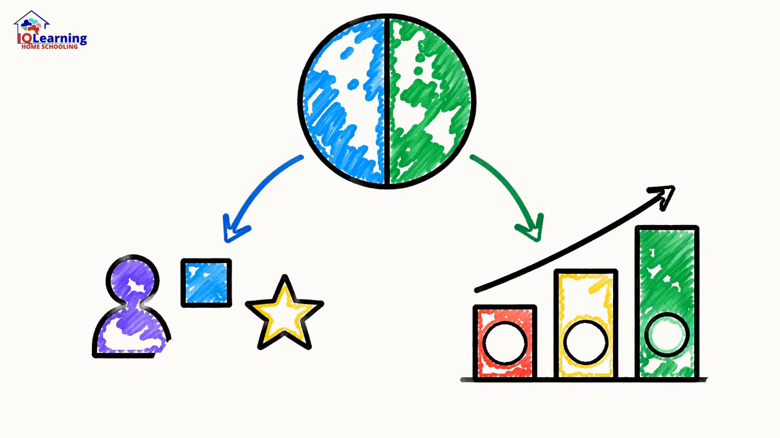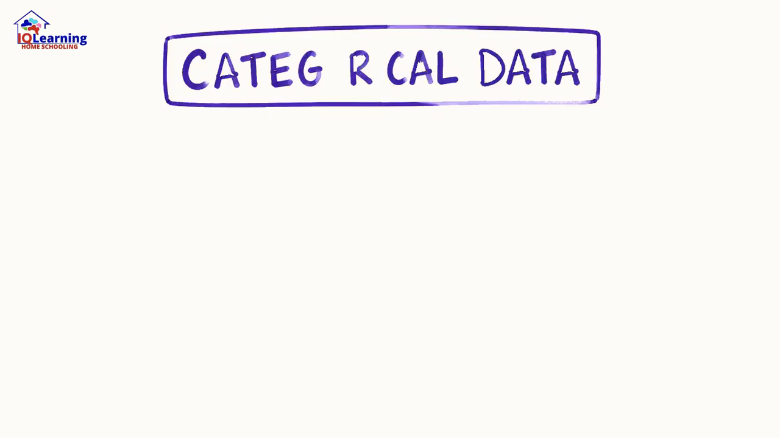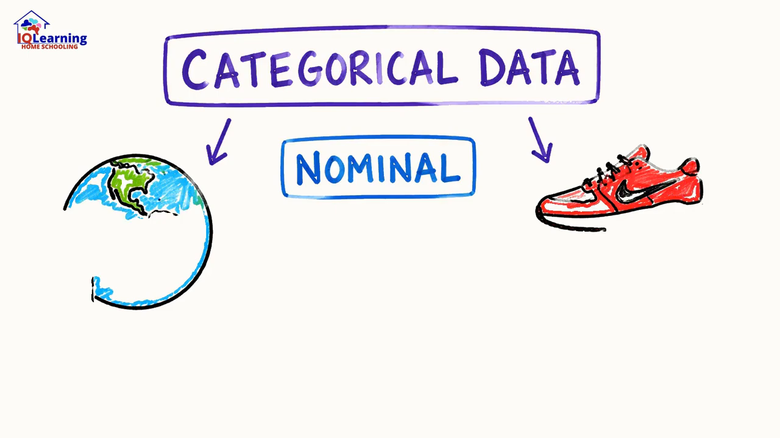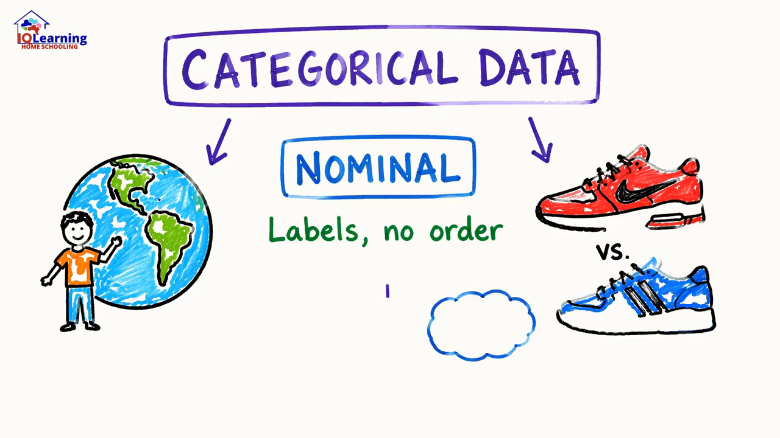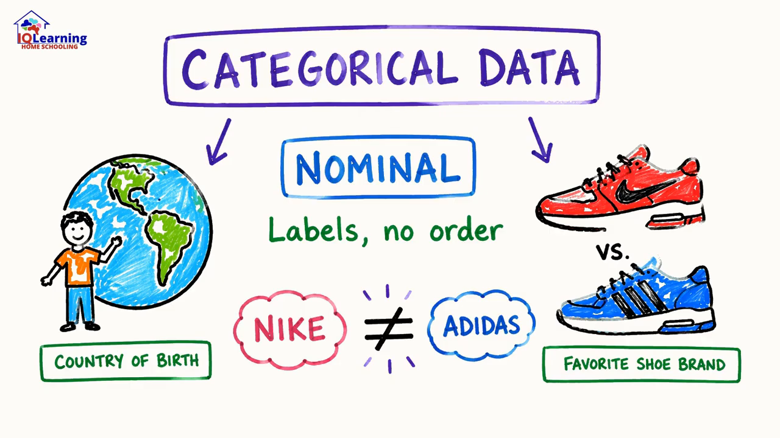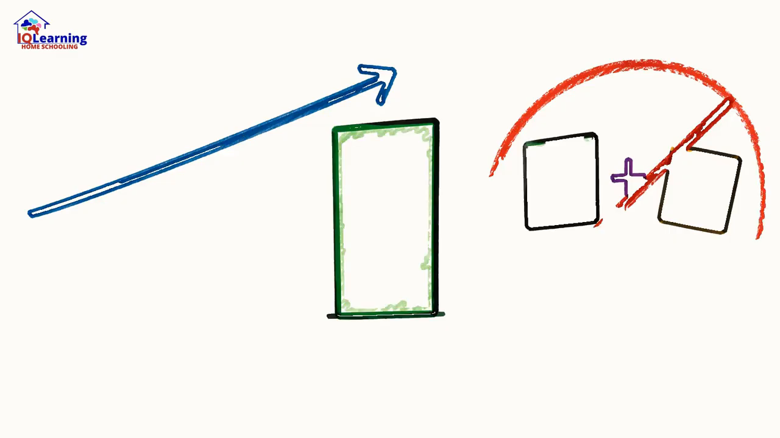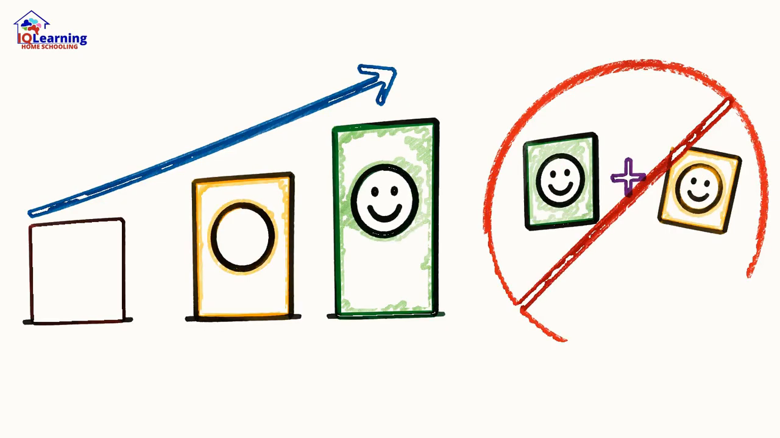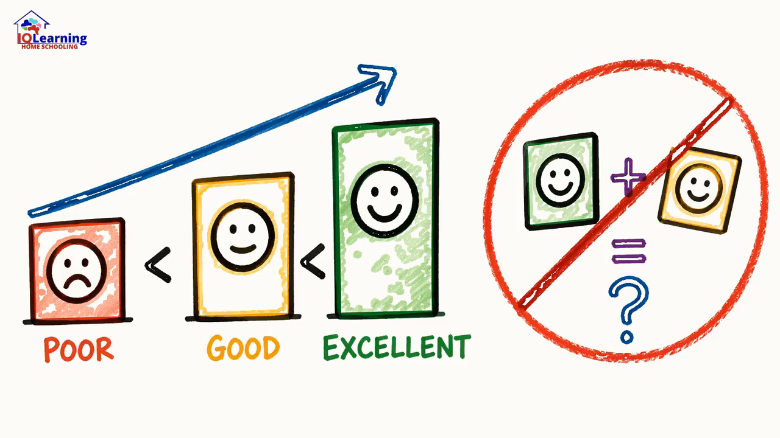All data can be sorted into two main families. First, there's categorical data, which describes qualities or groups. A subtype, nominal data, is just labels with no order, like your country of birth or your favorite brand of shoe. Nike doesn't rank higher than Adidas. They're just different names. Then there's ordinal data, which has a clear ranking. Think of that poor, good, excellent rating. You know excellent is better than good, but you can't do math with them. Excellent plus good doesn't mean anything.